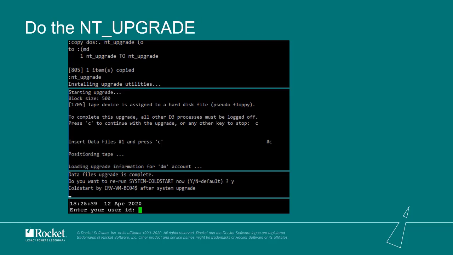Now it's time to do the NT upgrade step. From TCL and the DM account, copy DOS:/NT_upgrade with an O option. At the to prompt, enter (MD). Enter NT_upgrade. Press C at the continue with upgrade prompt. Press C at the insert data files prompt. After a few minutes, press Y at the rerun system cold start prompt.